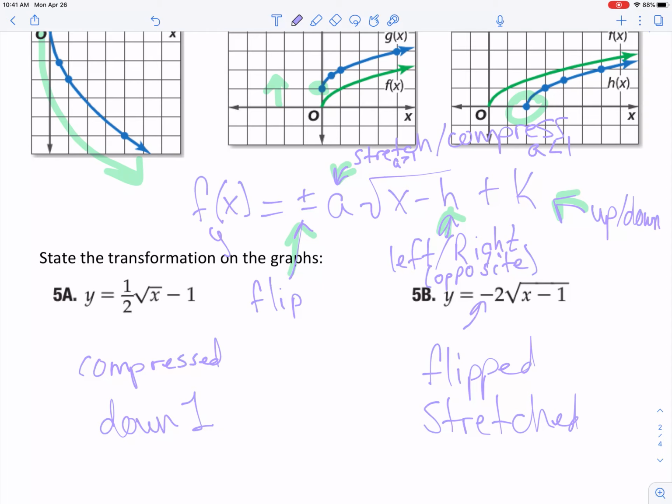Now it has a -1. Double check. It is underneath the radical sign. That means it moves it left or right, but opposite of what you think. So since it's a -1, I think, oh, that would mean left, but opposite, so it actually moves right 1. And if I was going to graph the first one, there is no h value written. That means it must be 0. So I would start my table at 0. Whereas on 5B, the h value is opposite of what I think. It would be 1. And I would do my table from there.